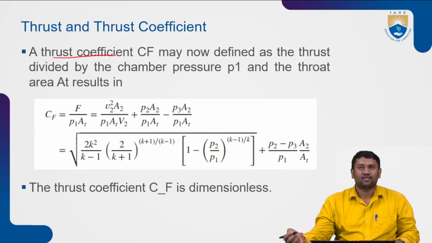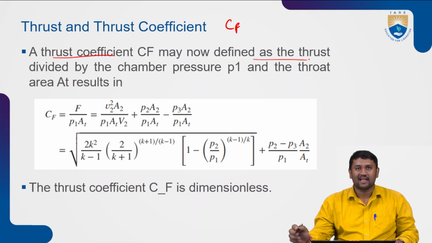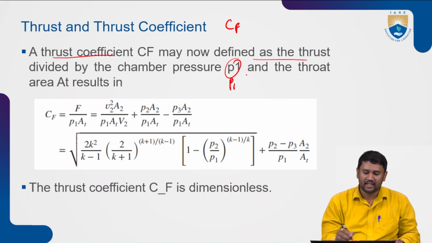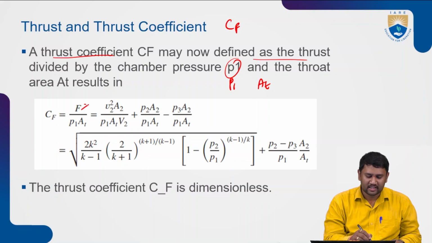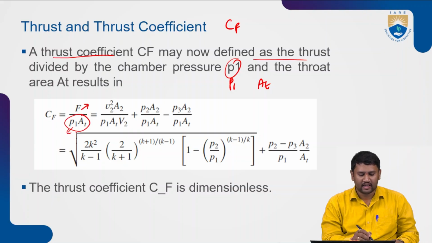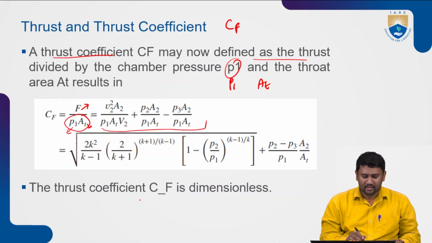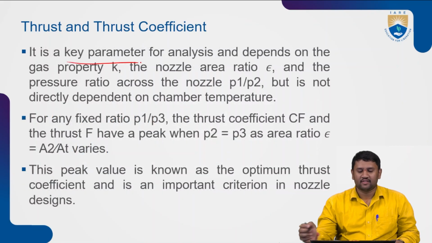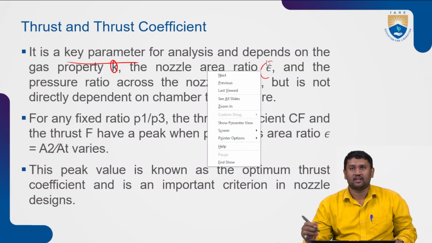Now, coming to the thrust coefficient, denoted by CF, it is defined as the thrust divided by the chamber pressure, that is P1, and the throat area, which can be rewritten in terms of the force, that is the thrust generated, over the pressure at the chamber and the area of the throat, which can be rewritten in this form. Now, the thrust coefficient CF is dimensionless, and it's a key parameter for analysis and depends on the gas property like K and the nozzle area ratio epsilon.